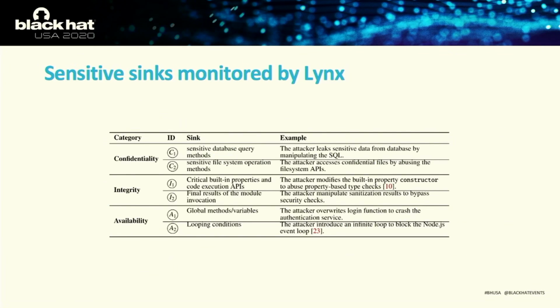We studied and concluded 6 general types of sensitive sinks. The first type is keyword-based sinks, such as C1, C2, and I1. Based on our observations, certain parameters of sensitive methods are really common attack targets for HPA.